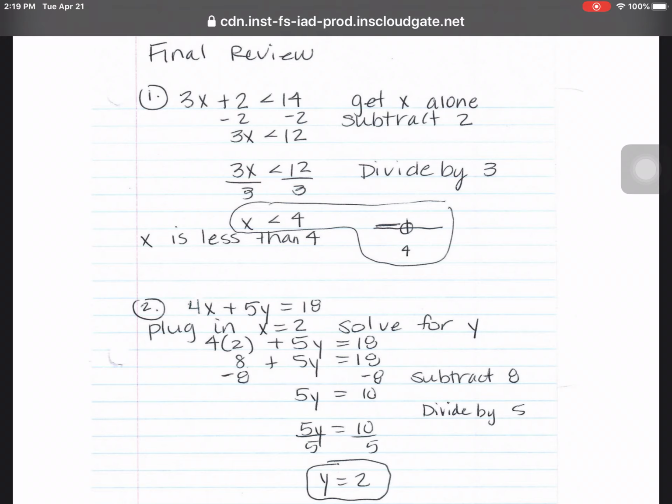It doesn't have the or equal to, so 4 is not included. 4 is not less than 4. That's why there's an open circle. Less than are the numbers on the left. That's why it's shaded on the left.